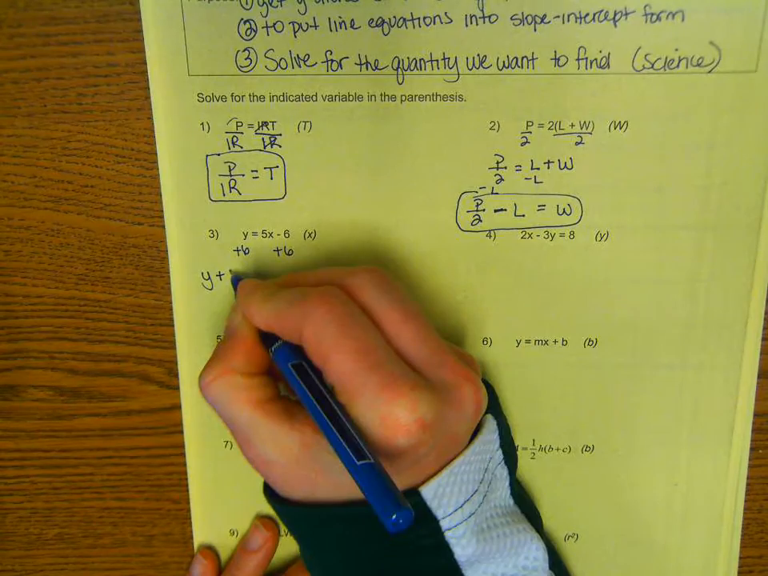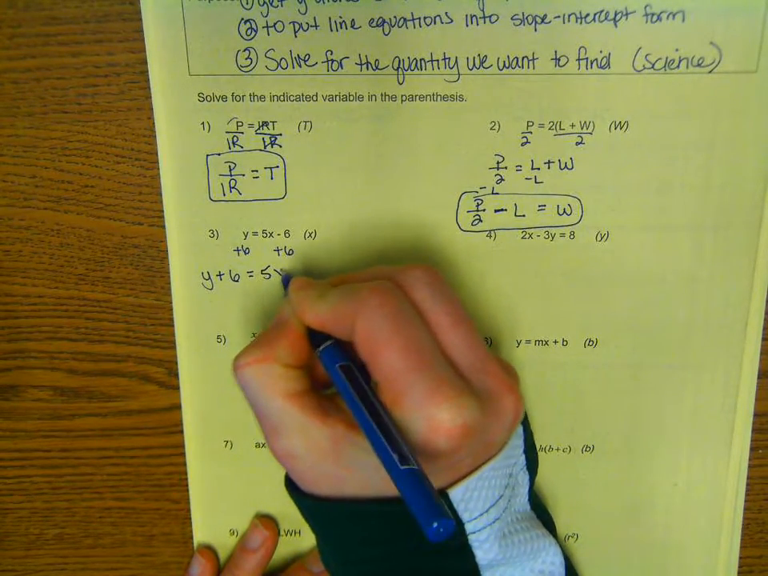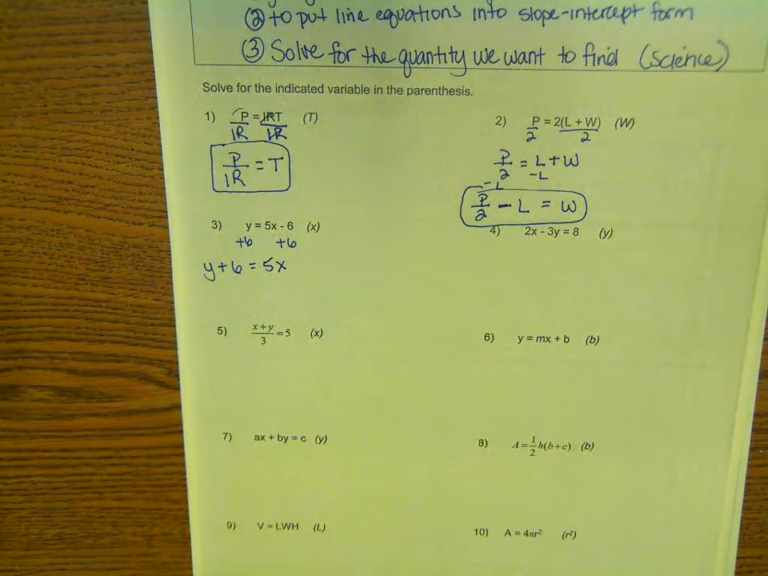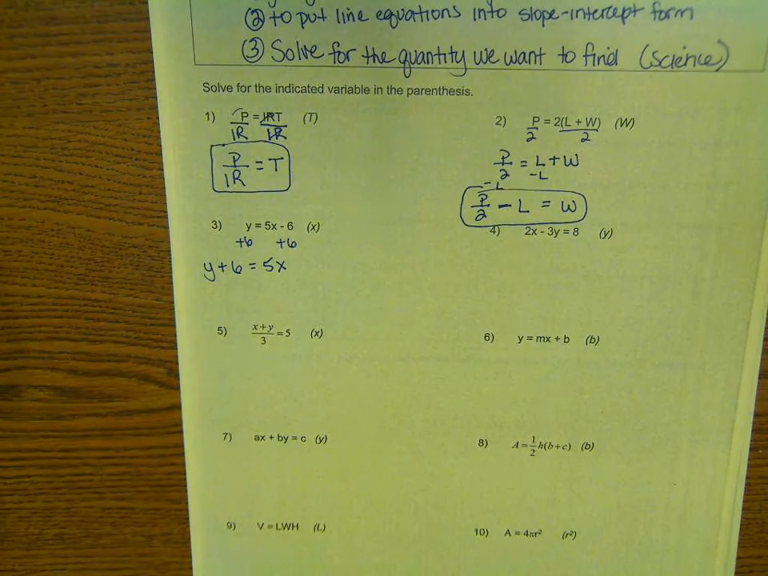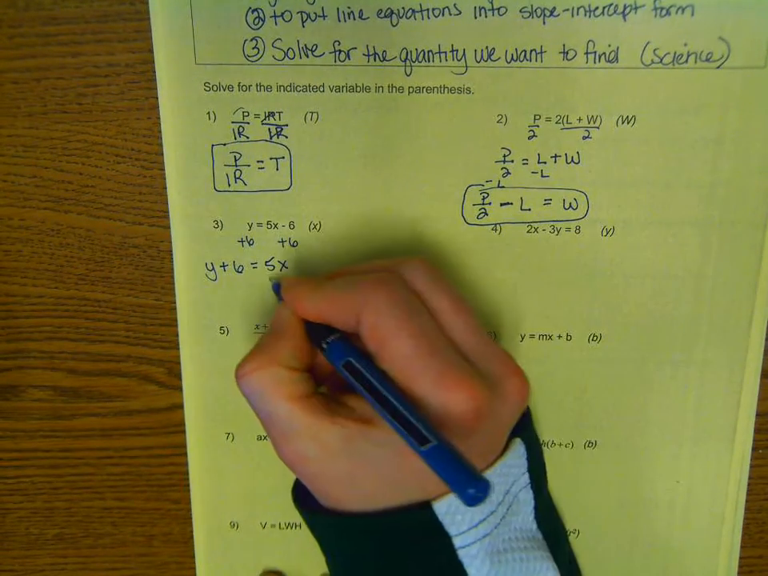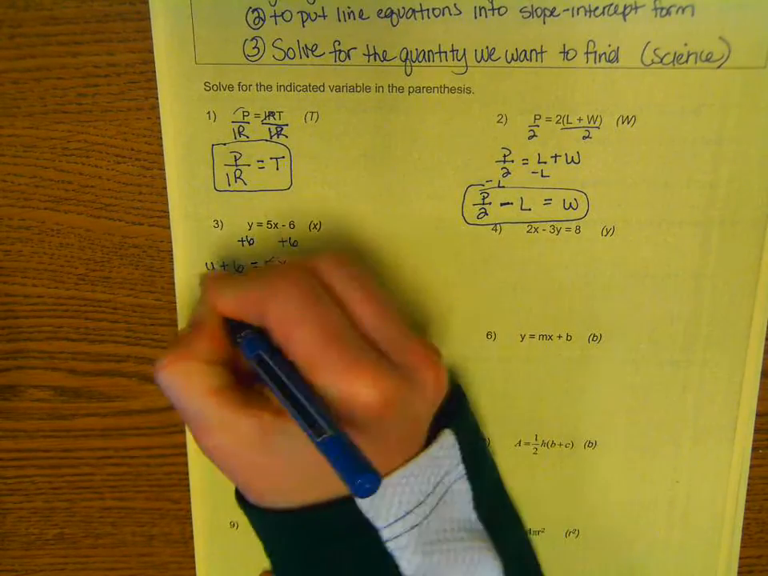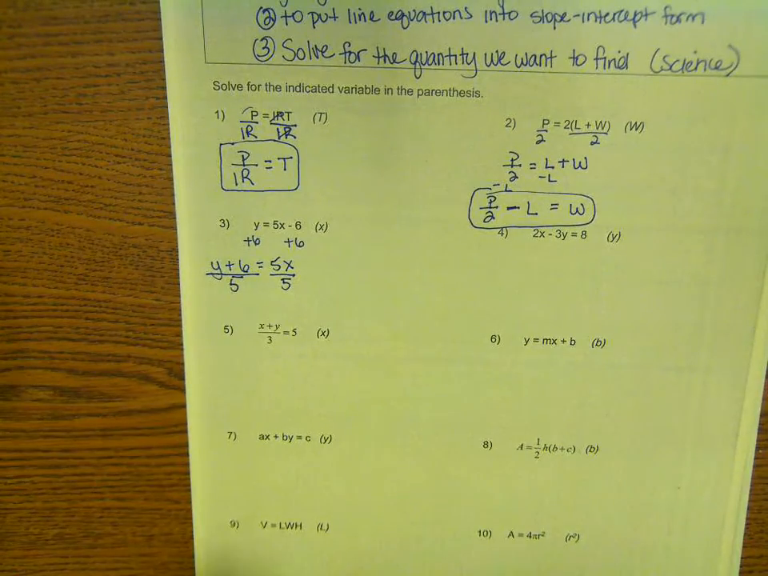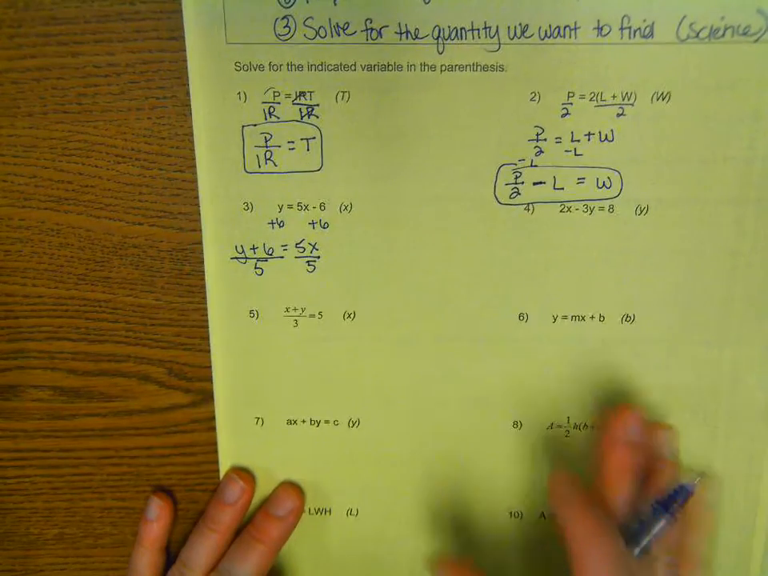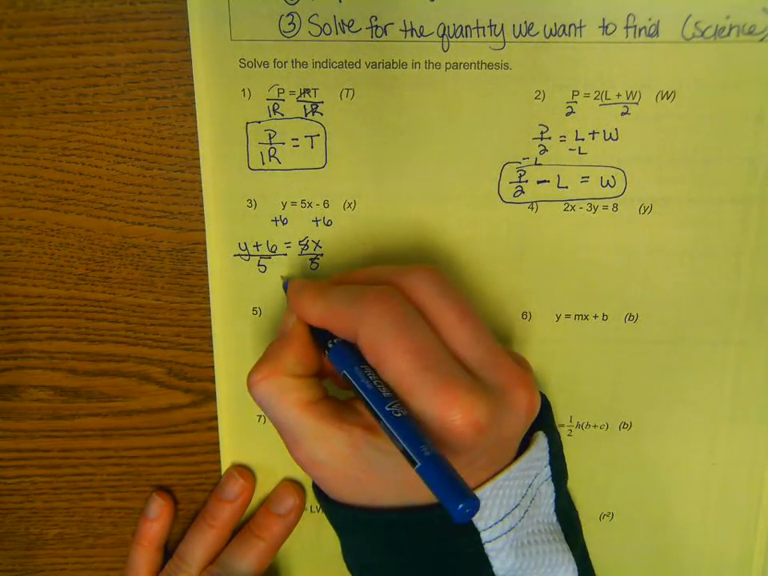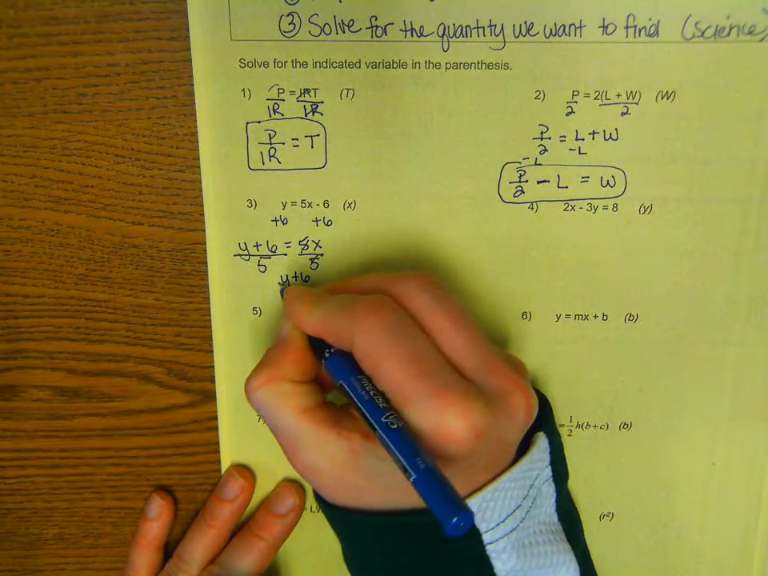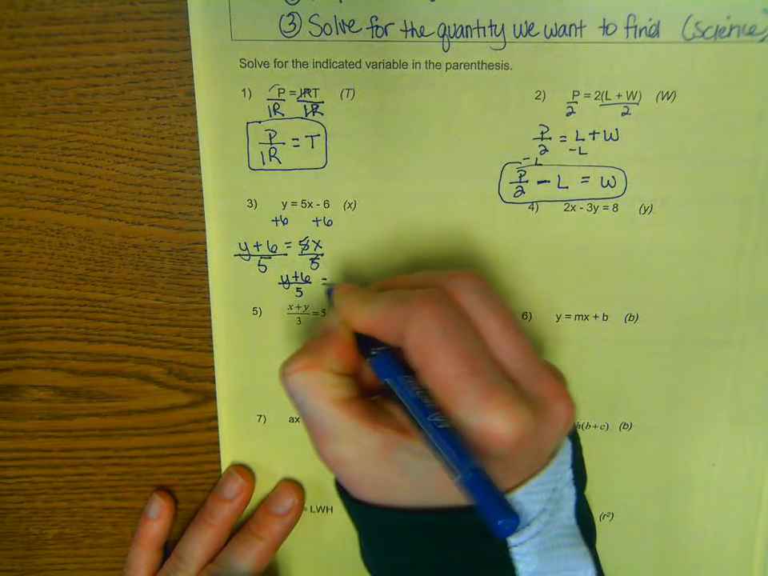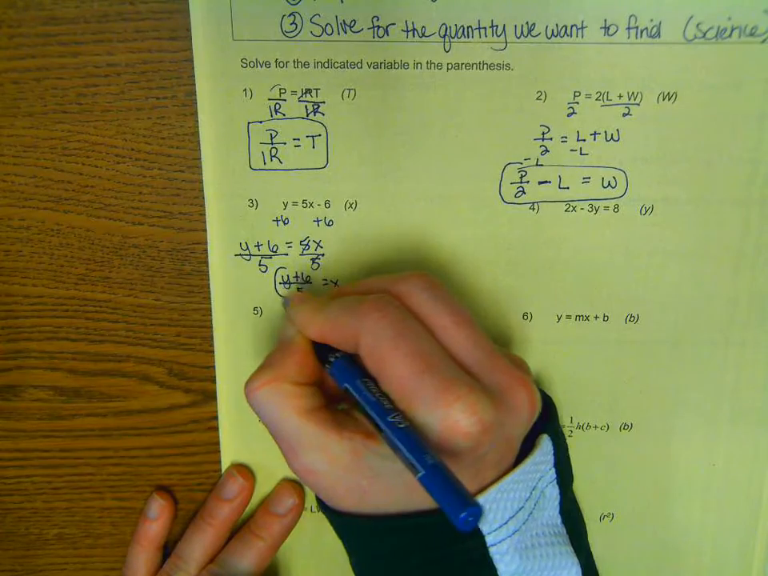Now, yep, and it's not going to look pretty. We're going to divide both sides by 5. So I divide this side by 5, and I divide that side by 5, and that's what it looks like. Y plus 6 over 5 equals X. All right.